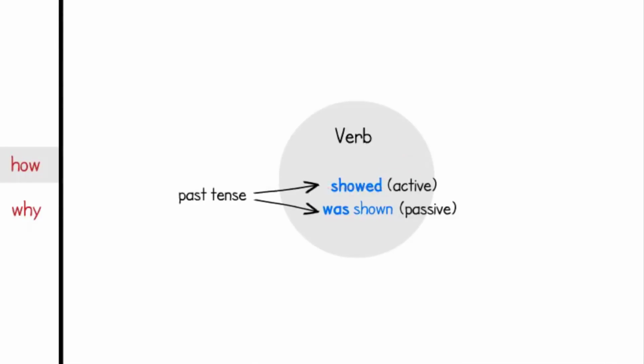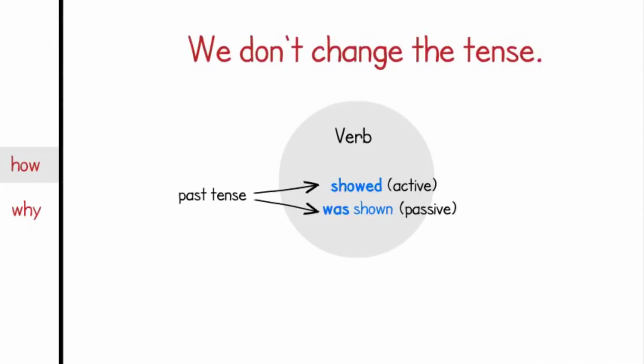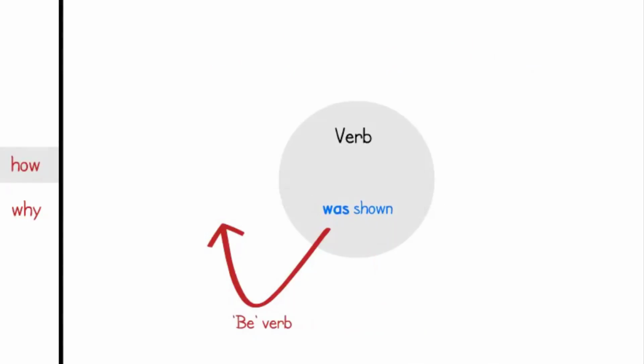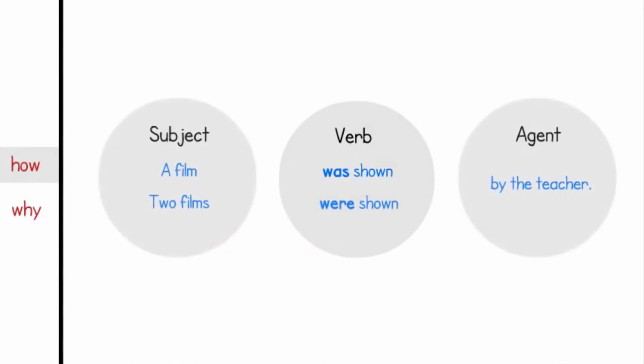Both of these are in the past tense because when forming the passive voice, we don't change the tense. We use the be verb in the same tense as the original sentence and add the past participle of the main verb. Notice also that the form of the verb be must maintain subject-verb agreement with the new subject, as in this example. A film was shown by the teacher, but 2 films were shown by the teacher.